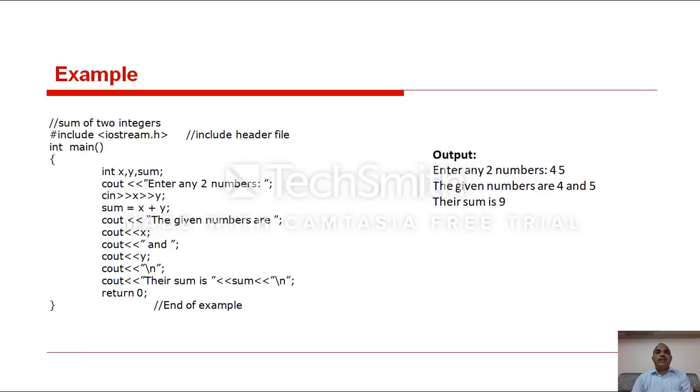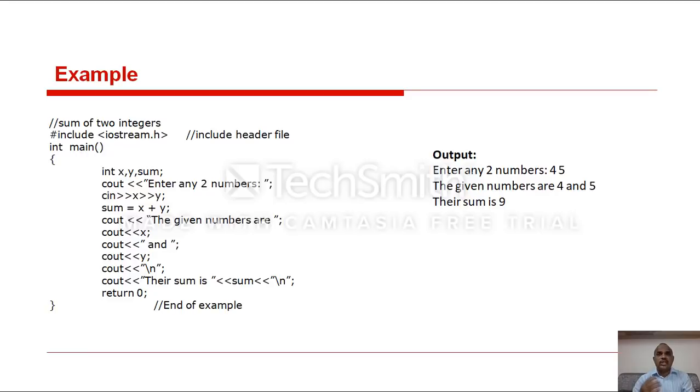Integer x comma y comma sum: this line is called the variable declaration. The variable declaration tells the computer that x, y, and sum are the names of the three variables used in the program. Int tells the computer that the numbers named by these variables are integers. Clear? The remaining lines are the instructions that tell the computer to do the corresponding work.